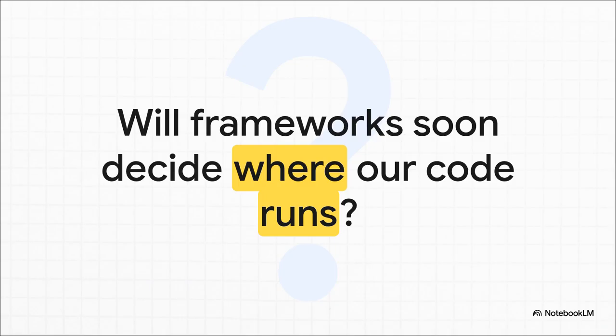And that kind of leaves us with one last question to chew on, looking towards the future. With things like the new React compiler on the horizon, frameworks are getting smarter and smarter. So, will we get to a point where we don't even have to make this decision anymore? Where the framework just looks at our code and automatically figures out the best place for it to run? It's a pretty exciting future to think about, that's for sure.